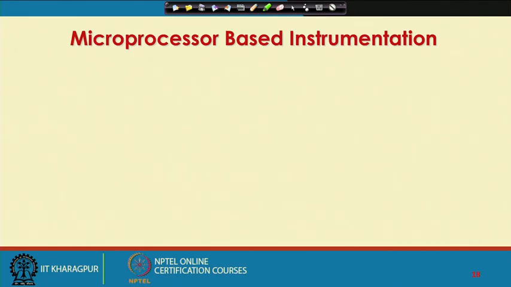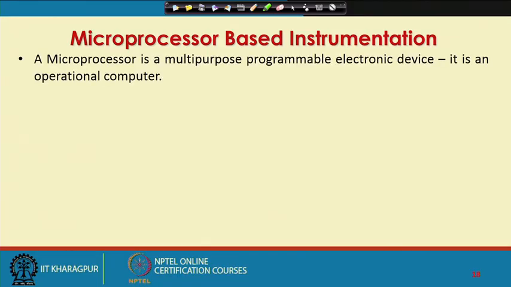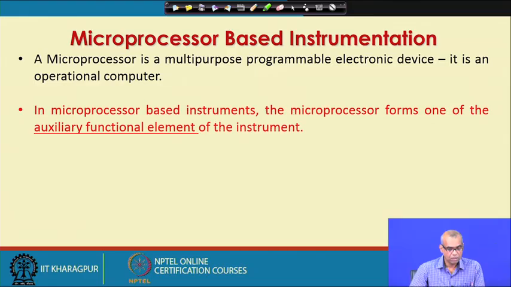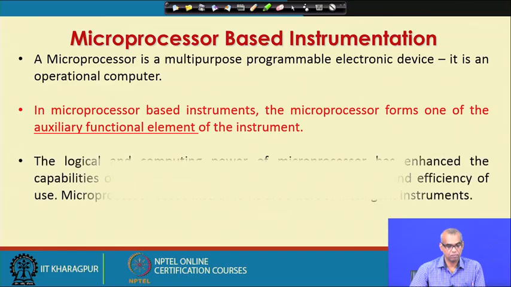Let us now very briefly talk about microprocessor based instruments. A microprocessor is a multipurpose programmable electronic device. It is actually an operational computer. In microprocessor based instruments, the microprocessor forms one of the auxiliary functional elements of the instrument. We have talked about various functional elements of an instrument.